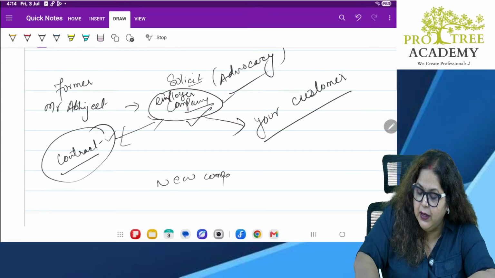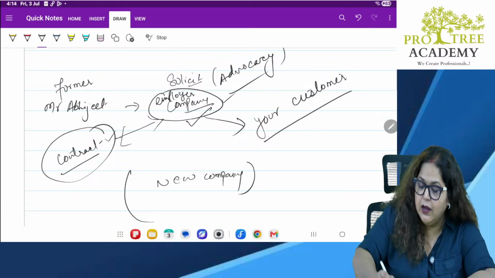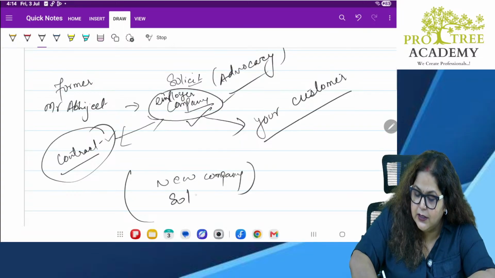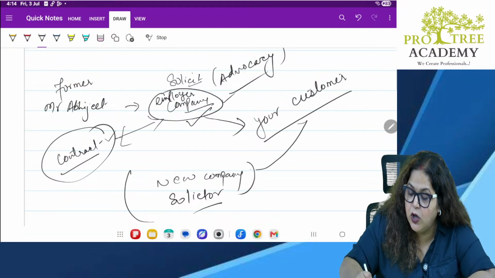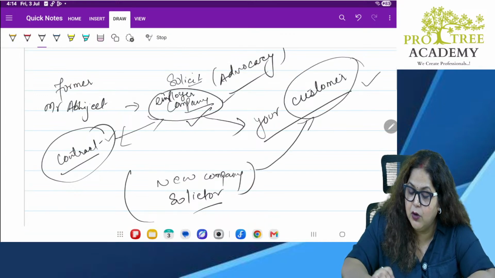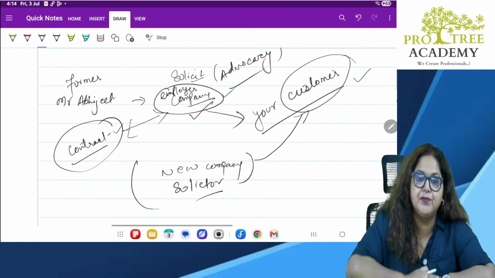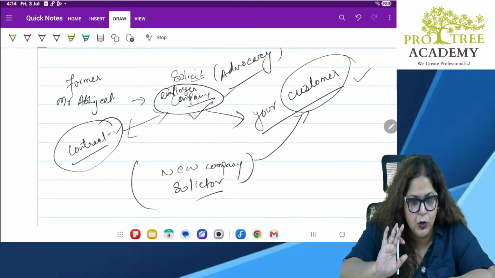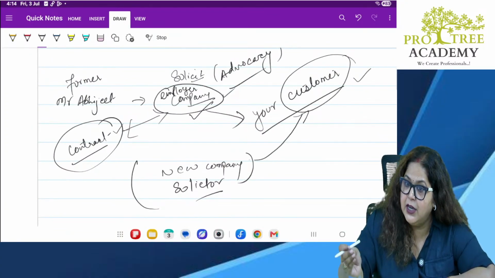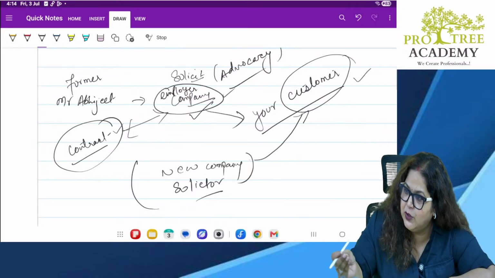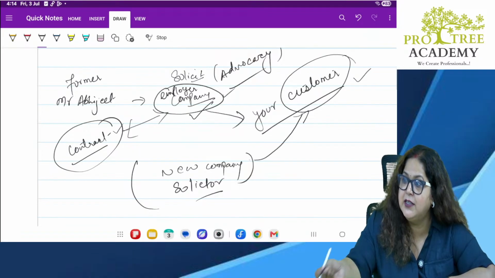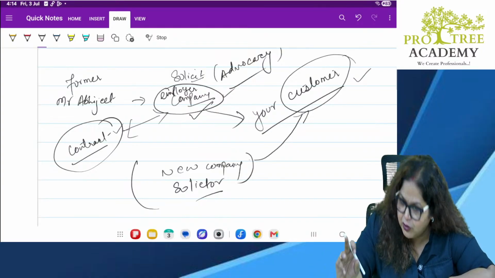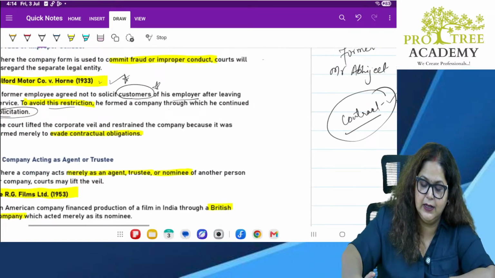New company where he was doing the work of solicitor, and with this company, he started solicitation to customer of this employer. Are you getting? He started a new company, just to do the solicitation of that employer's customer. So this is why he started, for the improper conduct, for the fraud only. So this is the case.